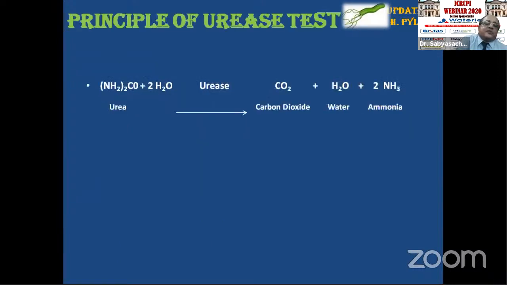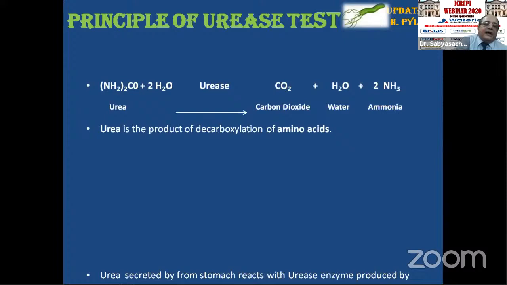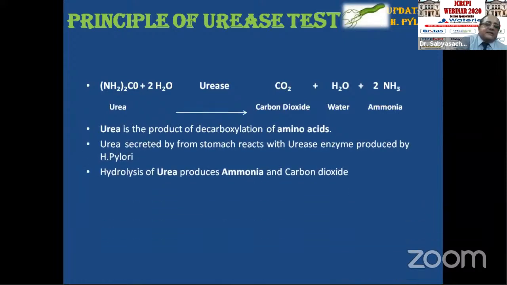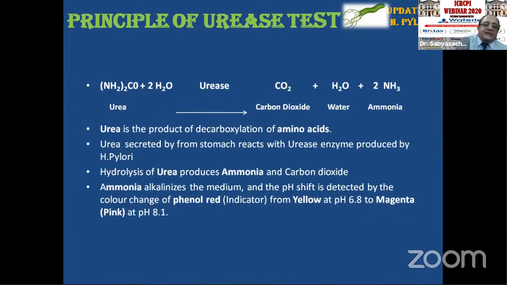And what is the principle of the urease test? It's very simple. Urea, in the presence of water and urease, is broken down into carbon dioxide, water, and ammonia. This ammonia is important: it alkalizes the medium, and the pH shift is detected by the color change of the phenol red in the medium of the kit, from yellow at pH 6.8 to magenta at 8.1.